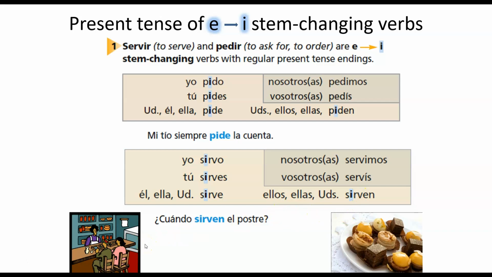So if I say, ¿cuándo sirven el postre? When do they serve dessert? Right? You could say, sirven el postre a las 10.